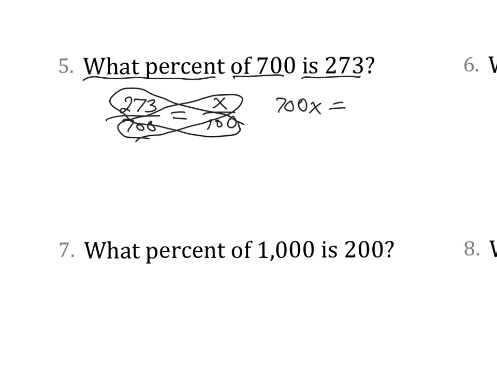There are going to be problems that we run into where we have a different part missing, and we have to find that. As long as we set things up in the same exact location, it'll be easy for you to solve those, because it's still a cross product no matter what. So 27300 divided by 700 equals x equals 39%.